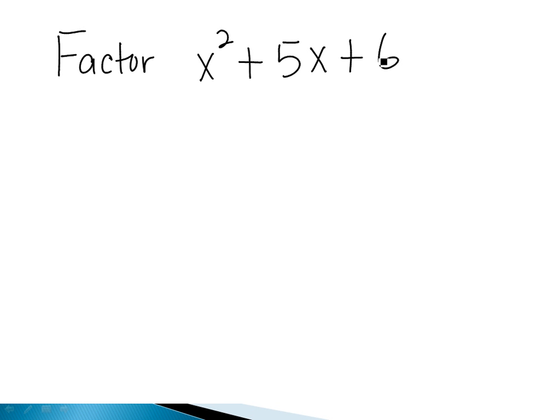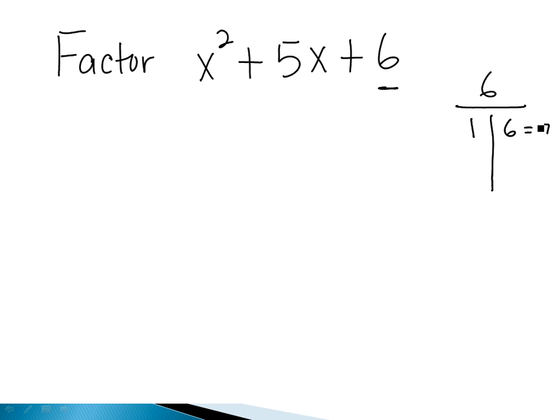Now, we find factors of 6, the last term, that when we add them together will give us 5. So we have 1 and 6. 1 times 6 is 6, but when you add 1 plus 6, you do not get 5, you get 7.